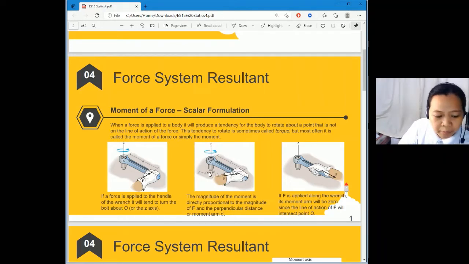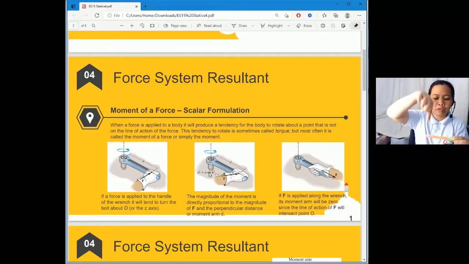So for example, if this is your point O and this is your moment arm with a length of, let's say, 5 centimeters, and you apply the force here, there is a tendency that it will turn this way. So it will rotate, and if it rotates there, there must be a force or a reaction here that will restrain its rotation. We will discuss that later.